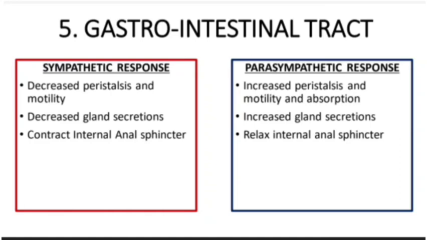Next, you have the contraction of your internal anal sphincter. Your internal anal sphincter is like the gate or the passageway from the anus towards the external environment. So this is where your poop comes out when you're pooping. So contraction of the sphincter would mean closure of this pathway. Therefore, the process of defecation is inhibited or stopped.